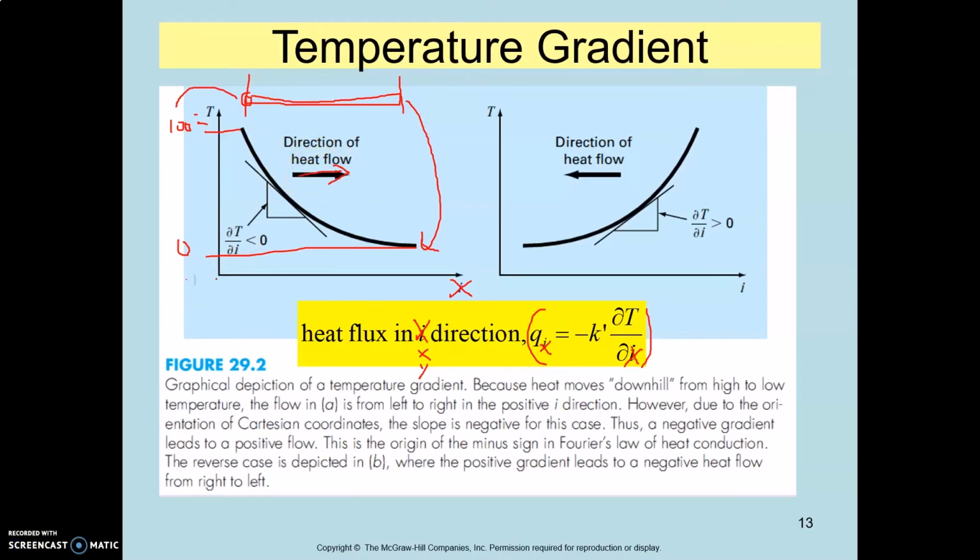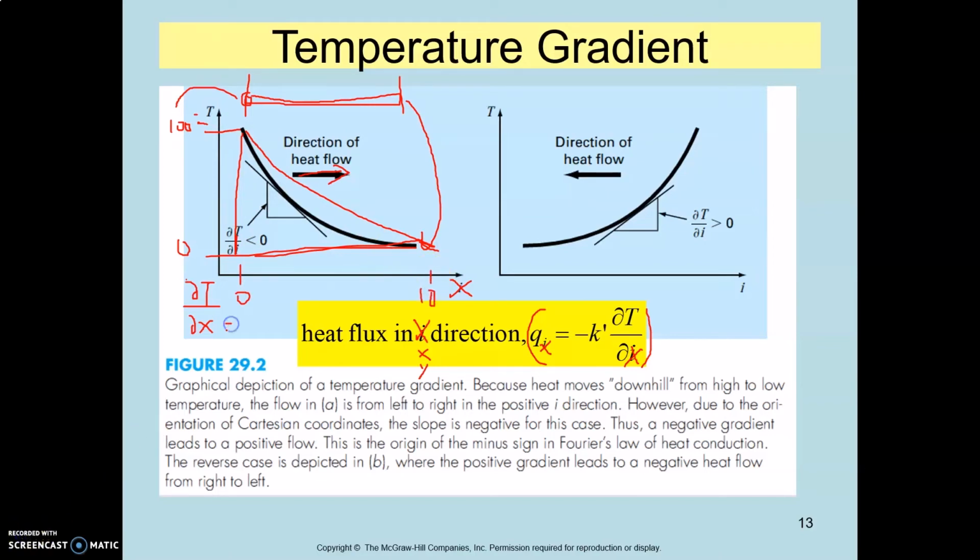If you want to find the temperature gradient dT over dx, you need to find the slope. The slope can be computed easily as the gradient. So 100 here, 0 here. Let's say the distance is from 0 to 10.